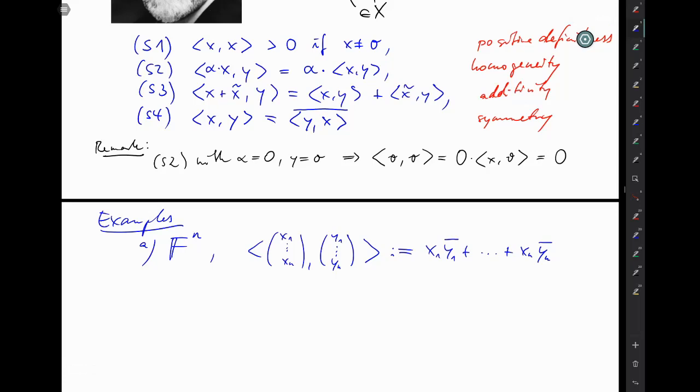Let's restrict ourselves to checking positive definiteness, which is S1, so we can see where these complex conjugate bars are important. So you plug the same vector x1, ..., xn in both slots of the scalar product.